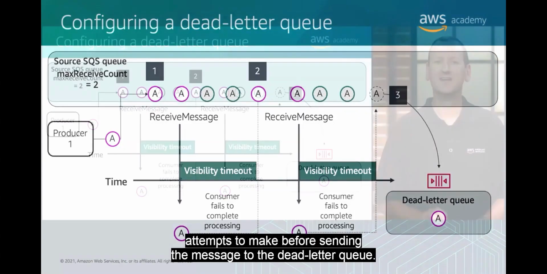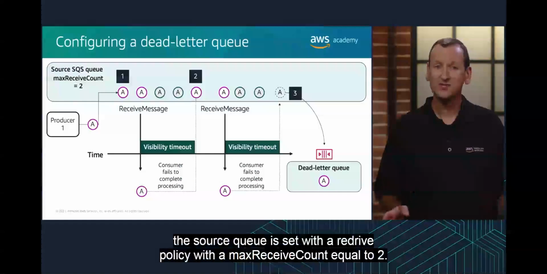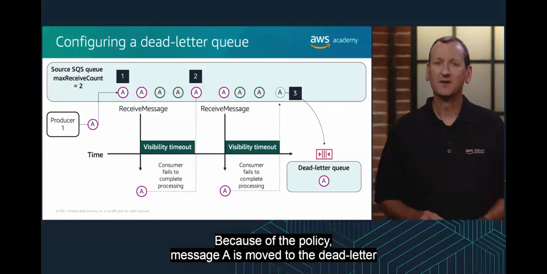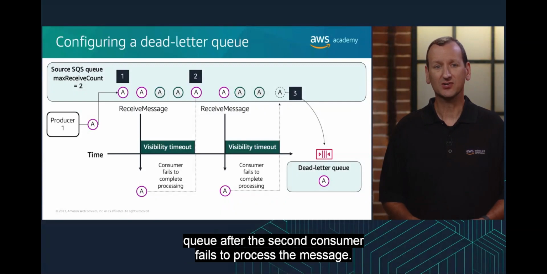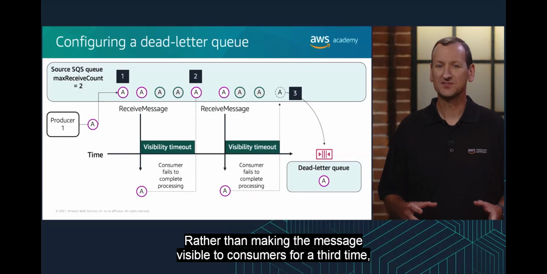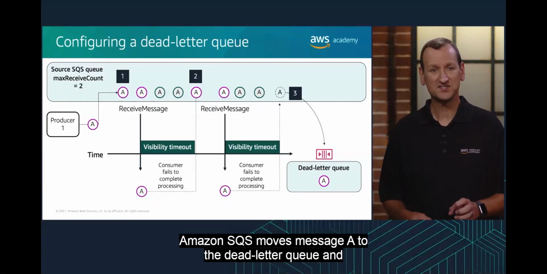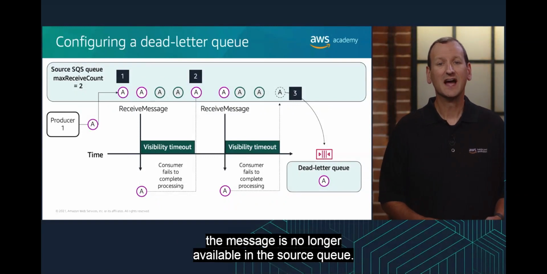In this example, the source queue is set with a redrive policy with a max receive count equal to 2. Because of the policy, message A is moved to the dead letter queue after the second consumer fails to process the message. Rather than making the message visible to consumers for a third time, Amazon SQS moves message A to the dead letter queue, and the message is no longer available in the source queue.